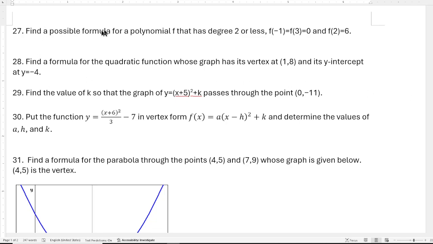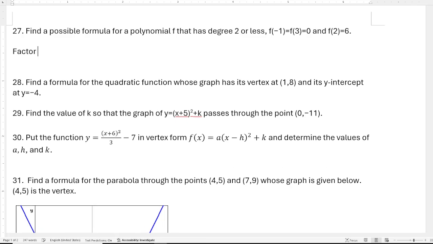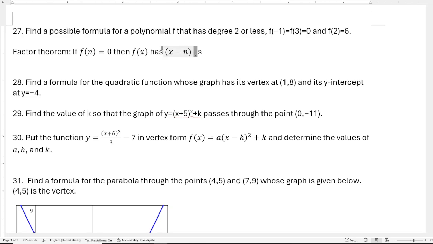Find the possible formula for a polynomial f that has degree 2 or less with f of negative 1 equal to 0, f of 3 equal to 0, and f of 2 equal to 6. For this question, you need to know the factor theorem, which says that if f of n is equal to 0, then f of x has x minus that number as a factor.